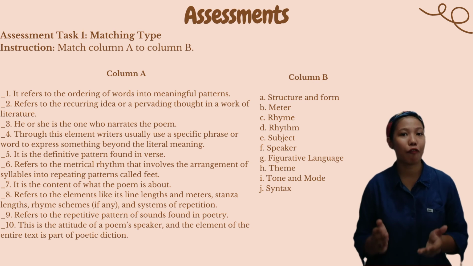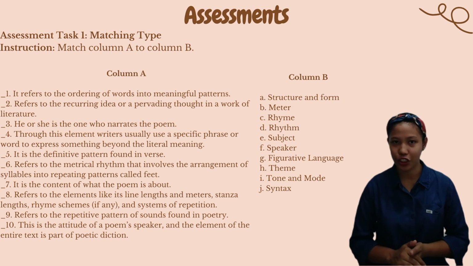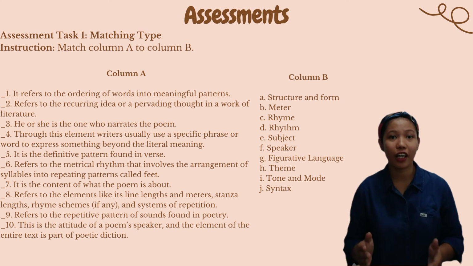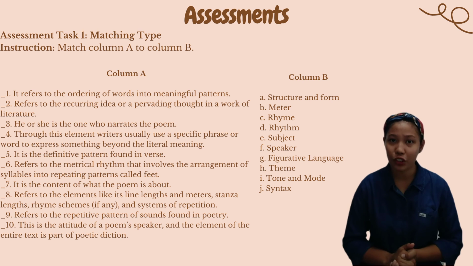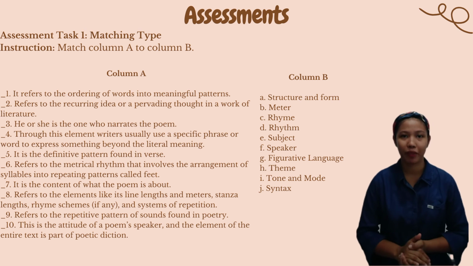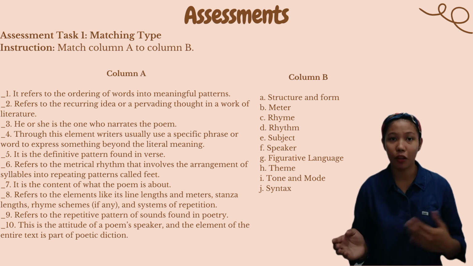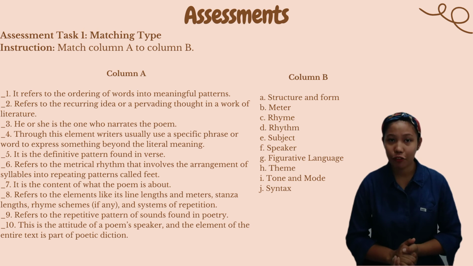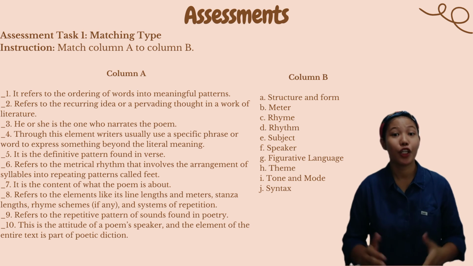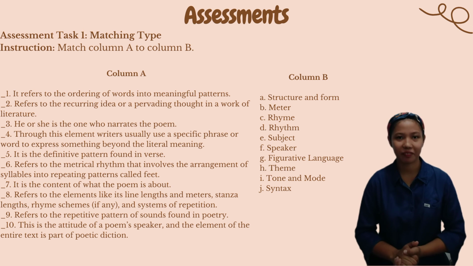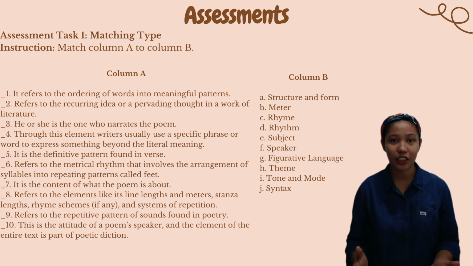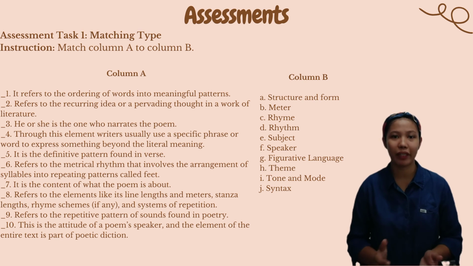Now, let's move on to the next step, which is to check your full understanding of the discussion and wrapping up for the clear and concise comprehension. To assess your knowledge, recognize the 10 elements of poetry by answering this matching type. Match column A to column B. I will give you 5 minutes to answer. You may now start answering. Send or pass your answer in the in-call message of this Google Meet.